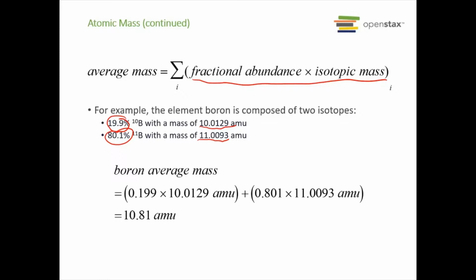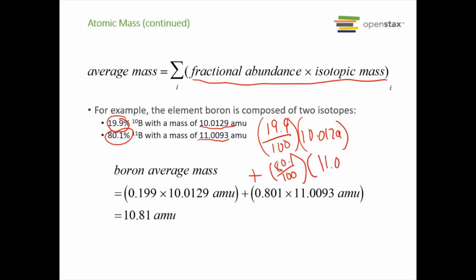So the average mass, you take your percentage, put it over 100, turn it into a decimal, so 19.9 over 100 times its mass, 10.0129, plus the other one, 80.1 over 100 times 11.0093. And it adds up to 10.81. And what you should notice when you add these all up is that it looks somewhat similar to each mass. Okay, 10.81. So it's higher than boron 10, lower than boron 11, but a little bit closer to boron 11 because that one's 80% of the mass.